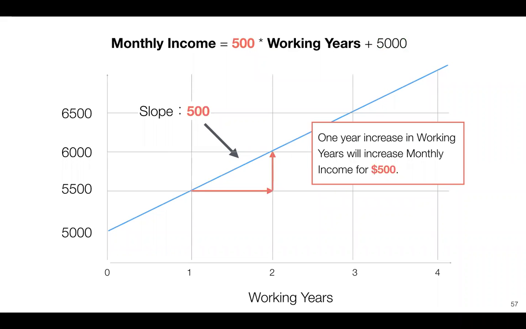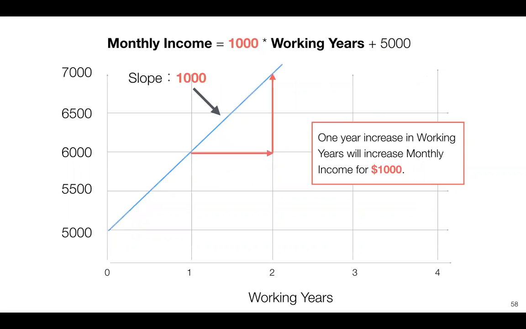In the slope, I want to talk a little bit more here. The slope here happens to be 500. So that means a 1 year increase in working years will increase monthly income by $500. That's really what the slope is. And it can be steeper. Let's say that we increase to 1,000. That means a 1 year increase in working years will increase monthly income by $1,000.